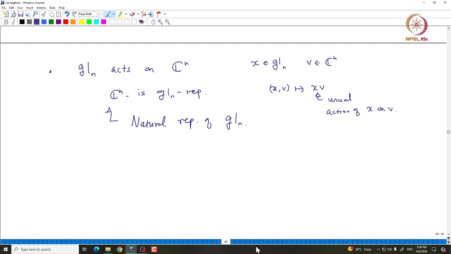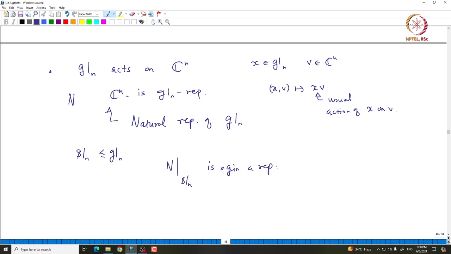And for example, if we take any subalgebra of GLN and restrict this representation, that also will be called the natural representation of that subalgebra. For example, one can take SLN, which is a subalgebra of GLN, and then one can restrict. Let us call this natural representation capital N. Then N restricted to this SLN is again a representation.